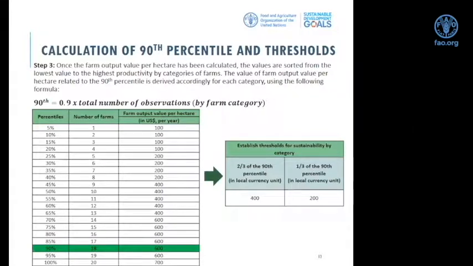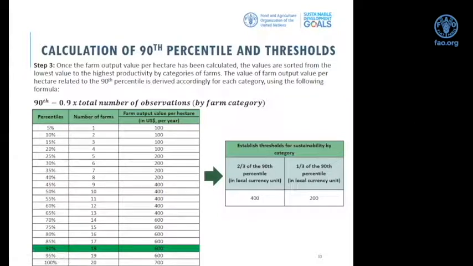Now, as you can see in this chart, let's say for example we have a sample of 20 farms. These farms are arranged in terms of their farm output value per hectare, and then we do it by category. Then we identify the 90th percentile within the distribution, and we select the productivity associated with the 90th percentile, which in our case is highlighted as green in this matrix, and it appears to be 600.